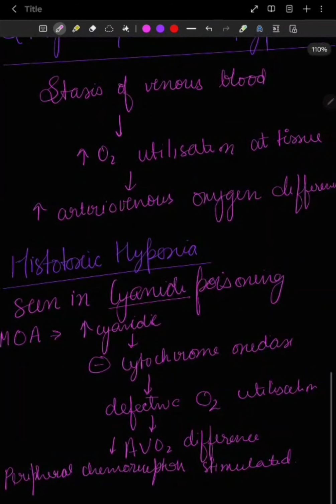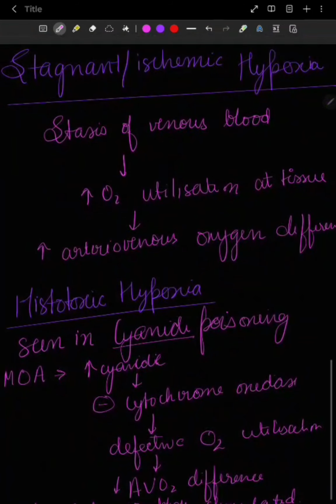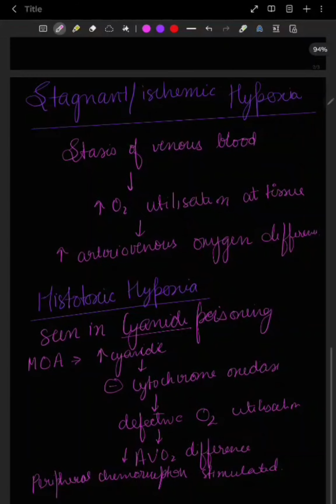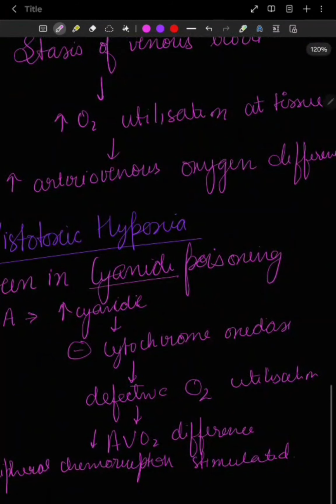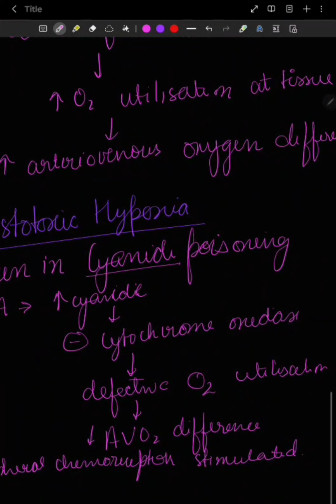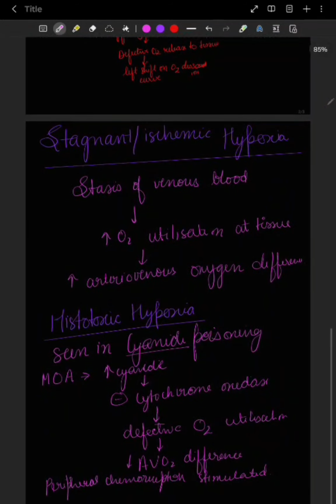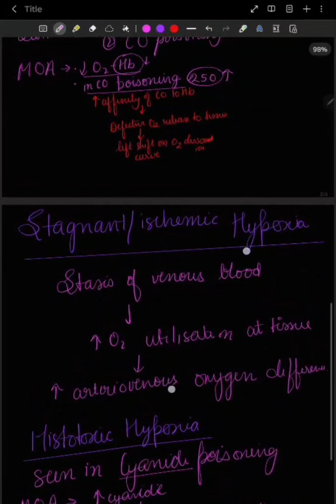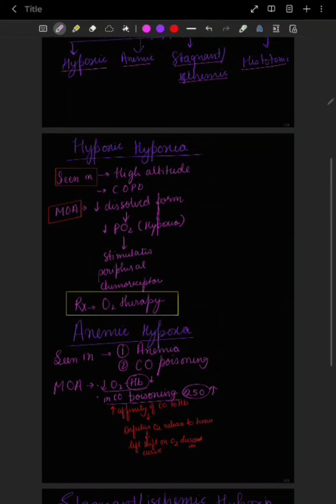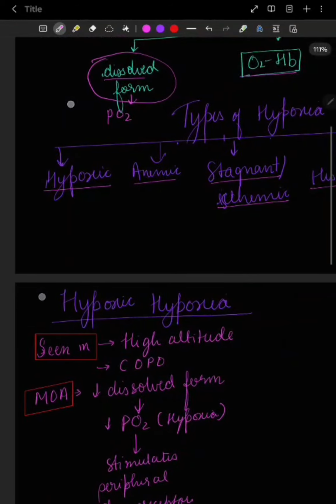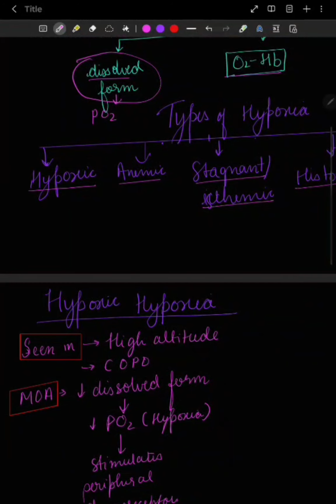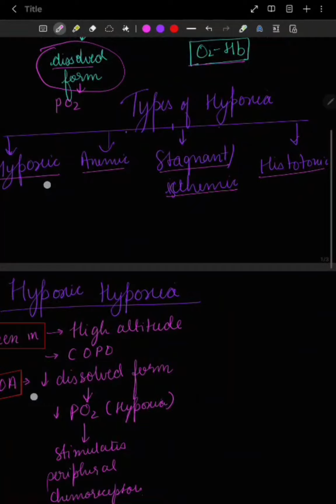So what happens is the exact opposite of the stagnant or ischemic hypoxia. Here the oxygen utilization at the tissue is increased in stagnant hypoxia, while in histotoxic hypoxia the oxygen utilization is defective. So the arteriovenous oxygen difference decreases here. And here again the peripheral chemoreceptors are stimulated. So we have read all the four types of hypoxia. Let's see again: hypoxic hypoxia, anemic hypoxia, stagnant or ischemic hypoxia, and histotoxic hypoxia.